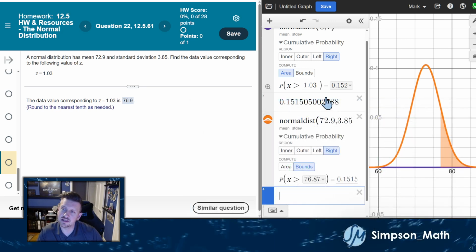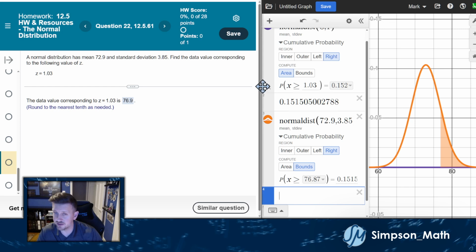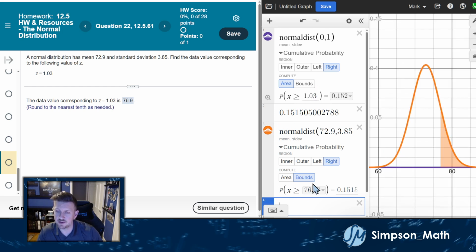So let me switch between these two. Just want to go purple to orange, purple to orange. That shaded region is the same. This first one, the purple one, I knew my input, my z-score, the number on the x-axis, in this case kind of z-axis. The number on the x-axis of the purple has an input of 1.03. I want to find that same relative input, but on this orange one.